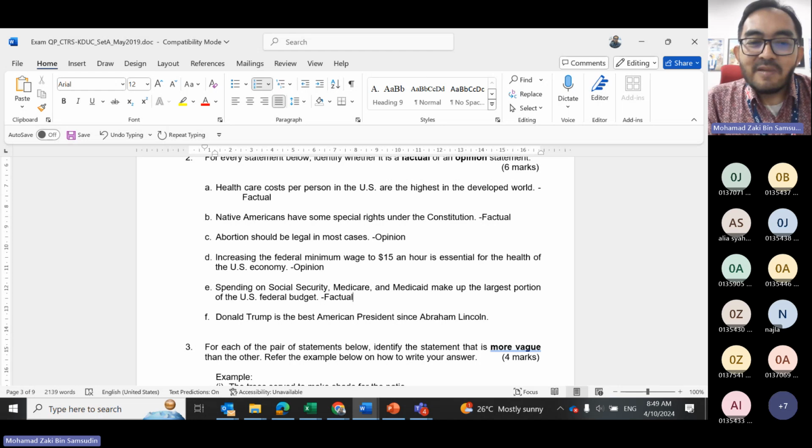Donald Trump is the best American president since Abraham Lincoln. Is it fakta? Factual or is it opinion? Ini saya rasa jelas, tak kalah fakta kan. So this is opinion, right? Because... so apakah bentuk contoh ayat berkenaan Donald Trump yang kita boleh buat yang berbentuk factual?